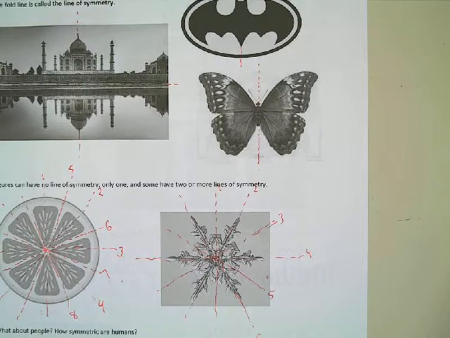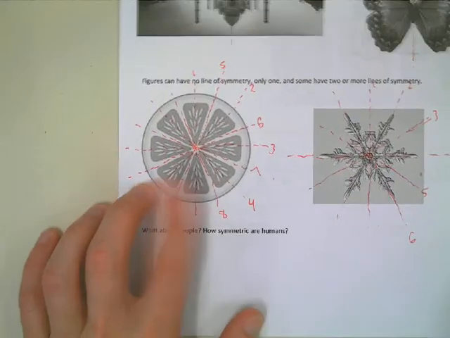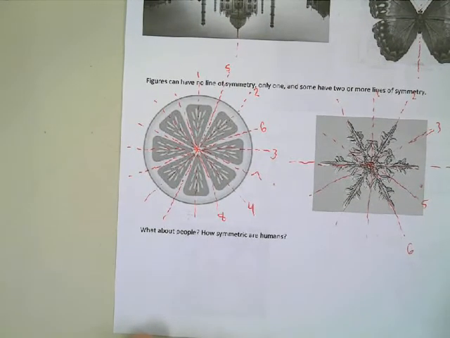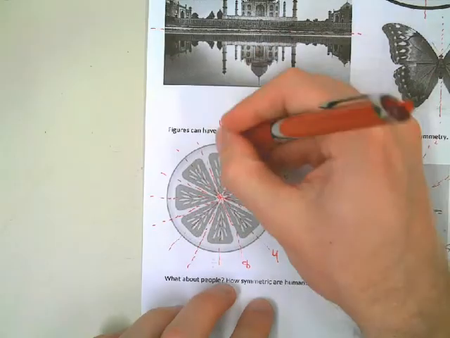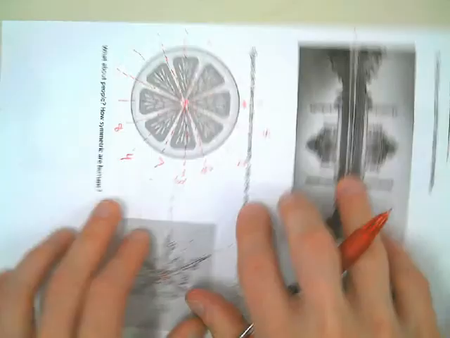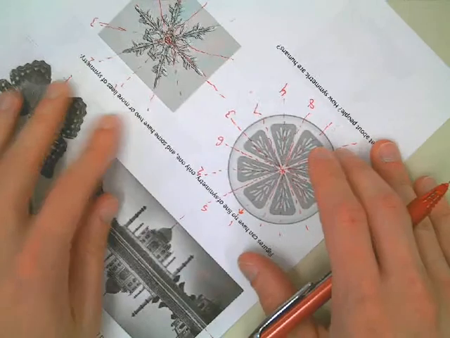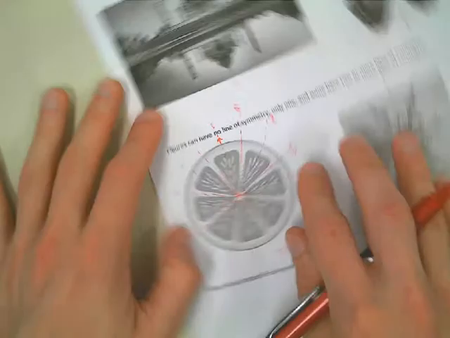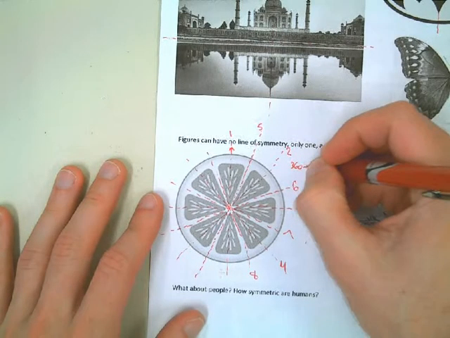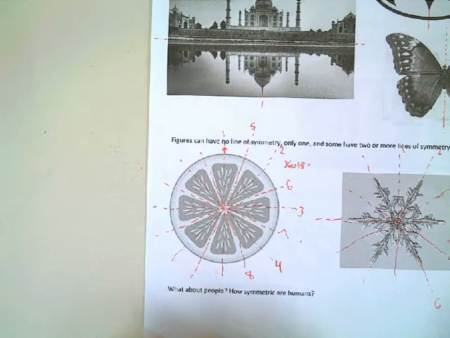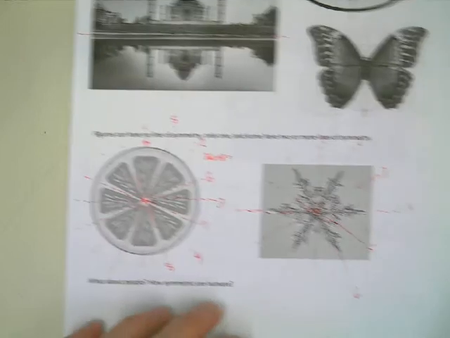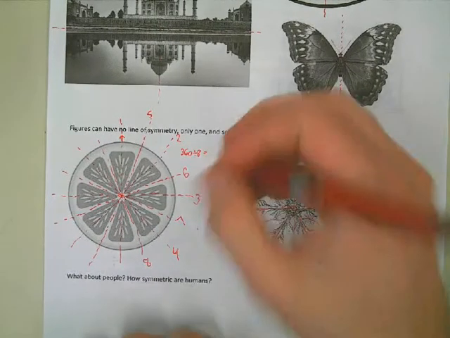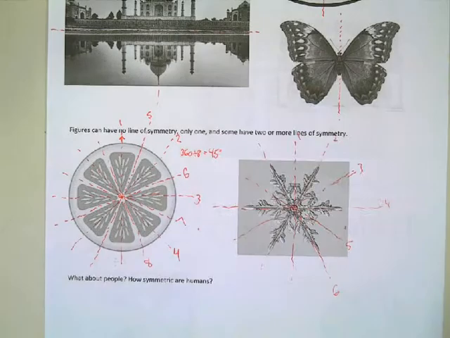What about this orange? Yeah, it does, right? So if this is the top, it'd be 1, 2, 3, 4, 5, 6, 7, 8 turns. So it'd be 360 divided by 8 for that rotational symmetry. And of course, its point of rotation would be right in the center of that orange or grapefruit or whatever you want to call it there. And that would be 45 degrees. Is that right? Yeah, 45 degrees.